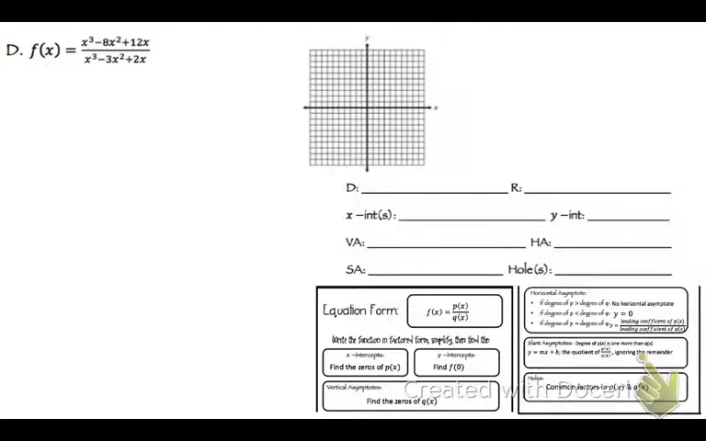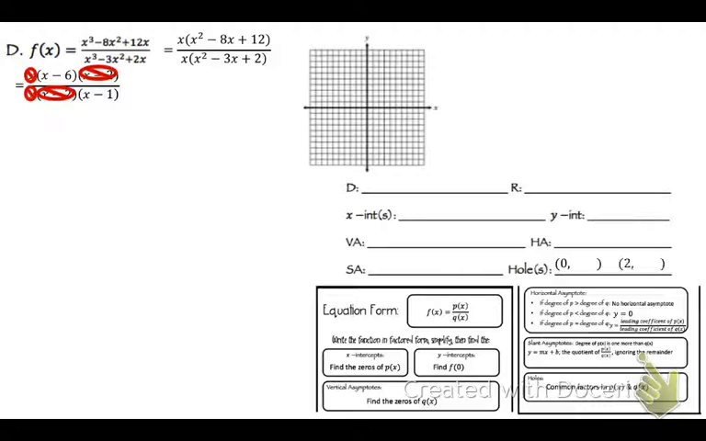Okay, let's do this next one. So we have x cubed minus 8x squared plus 12x over x cubed minus 3x squared plus 2x. Factor out that x. Factor those down, so you get x minus 6, x minus 2, over x minus 2, x minus 1. Those x's cancel, giving us a hole at 0. Those ones cancel, giving us a hole at 2. And I'm left with x minus 6 over x minus 1.